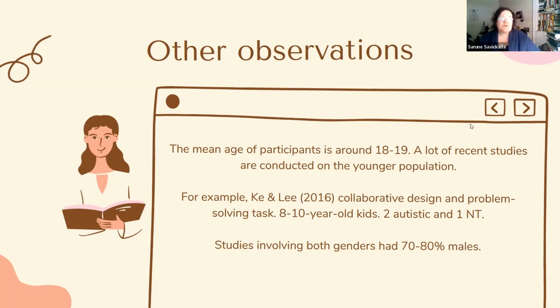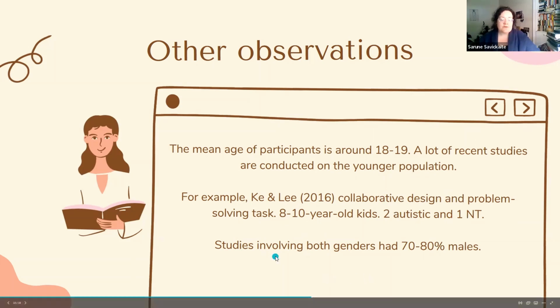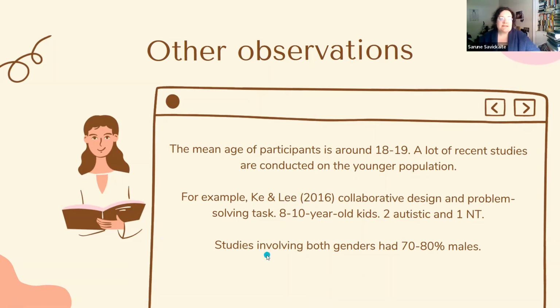And again, I included one of the examples from earlier work conducted on 8 to 10-year-old kids. And again, it illustrates that it was quite a small sample size, probably mostly looking at feasibility work. Also, as we are looking into autism research, most of the studies which involve both genders still seem to be about 70 to 80% male, so perhaps it does not represent both genders equally as you would want to expect.